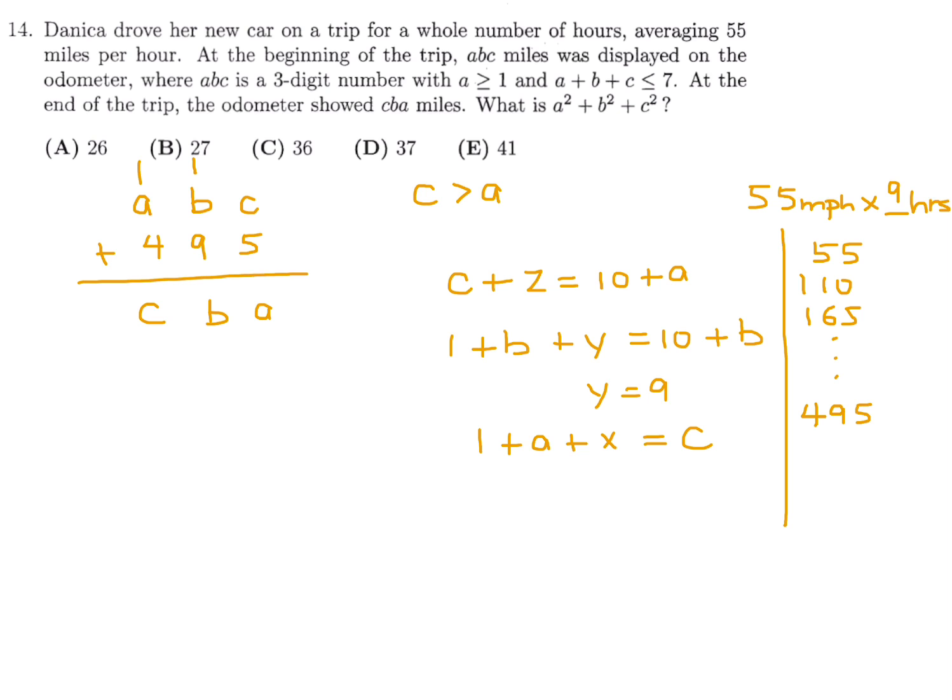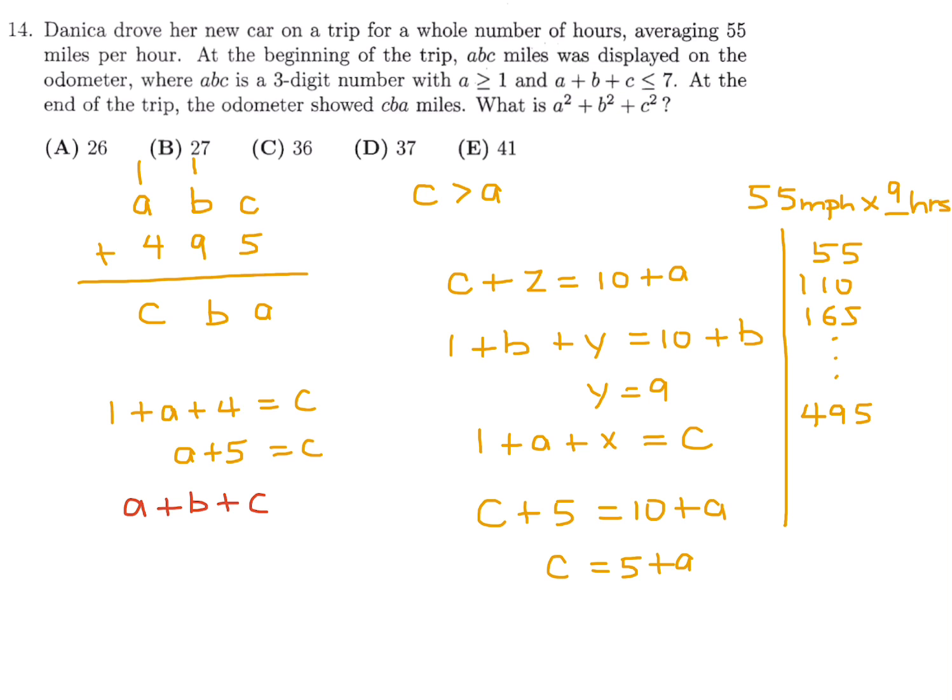Okay, if that is the case, then I can go back here. And instead of that, it basically is now C plus 5 is equal to 10 plus A. And that means C is equal to 5 plus A. And then if you look at this one, that basically tells me that 1 plus A plus 4 is equal to C. And that pretty much gives me the same thing, that C is equal to A plus 5. But we also know this very important inequality, that A plus B plus C is less than or equal to 7.